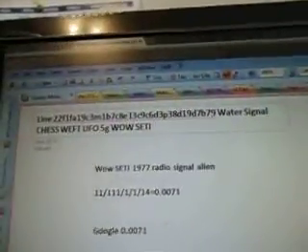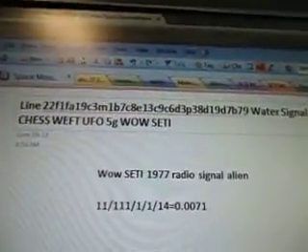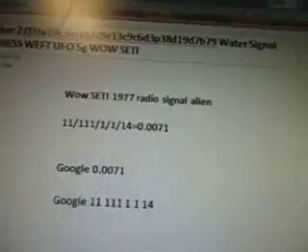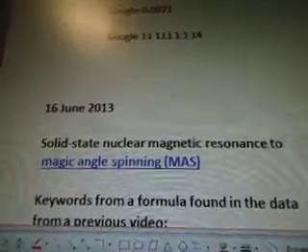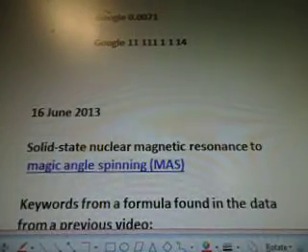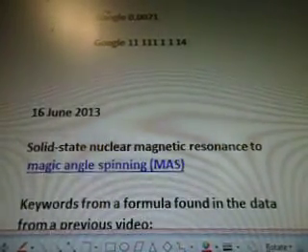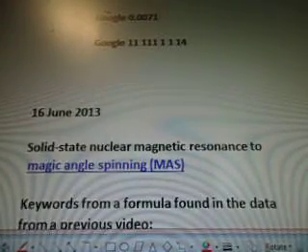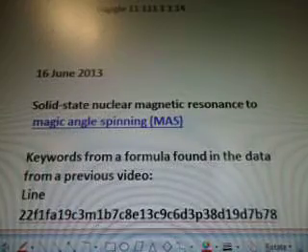7B79 water signal CHESS, WEFT, WEFT, UFO, and radio signal. There's the data. Okay, this is RF pulses plus proton energies, water signals, communication device for long distance and UFO spaceship found in the WOW data line 22 formulas.